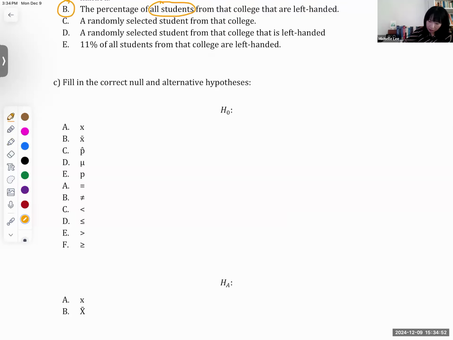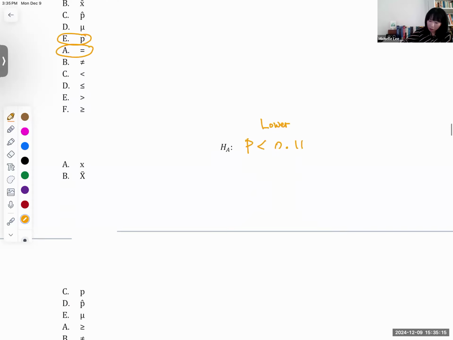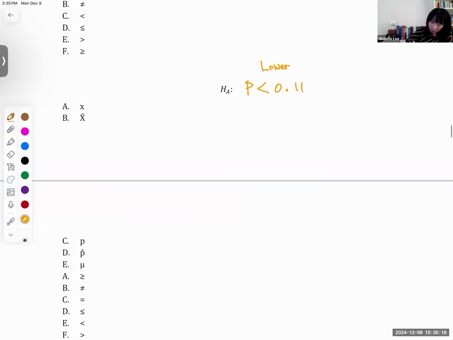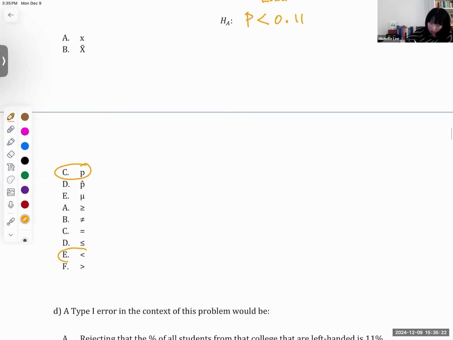I don't know how to set it up. So p is equal to 0.11. So I think we choose this, we choose that. So the null hypothesis test is always equal, right? And then the alternative hypothesis p is less than 0.11, because it says lower, so I need to pick p is lower. Okay.